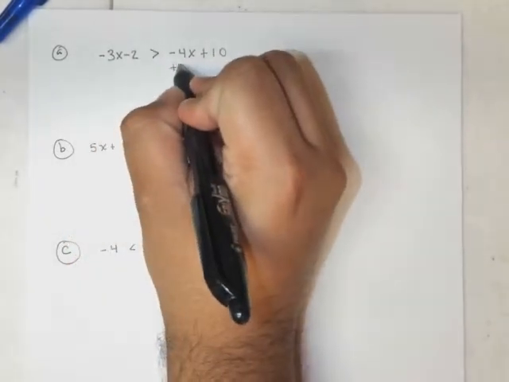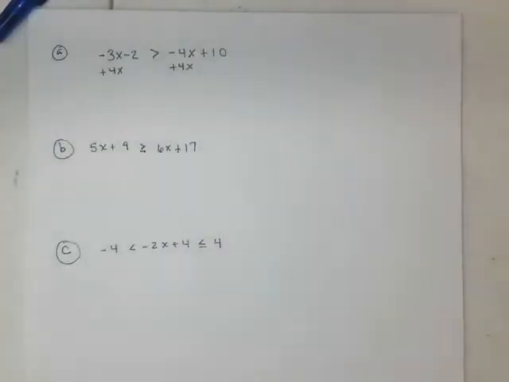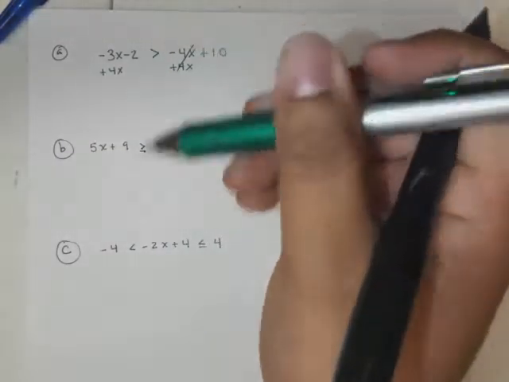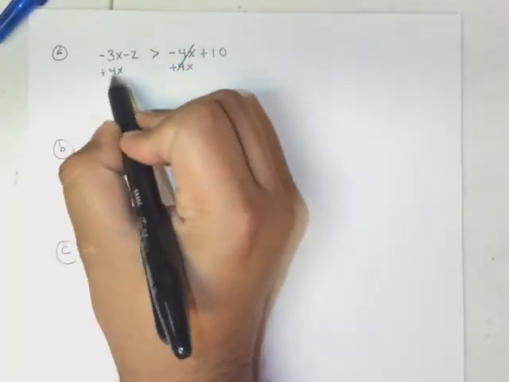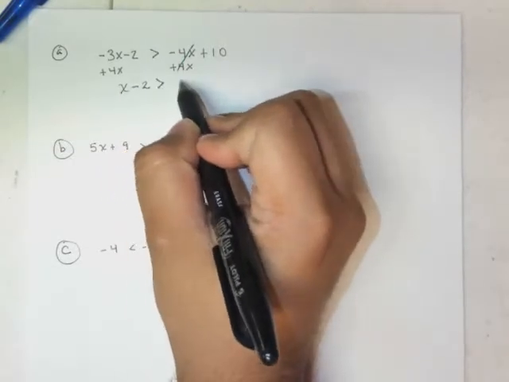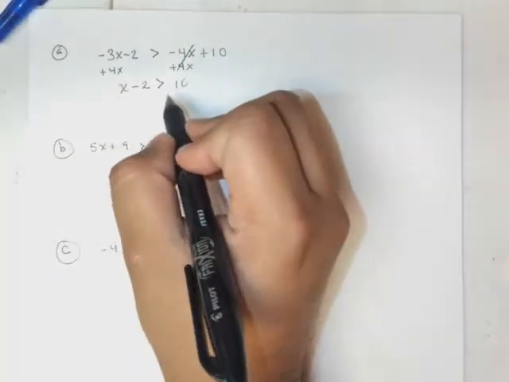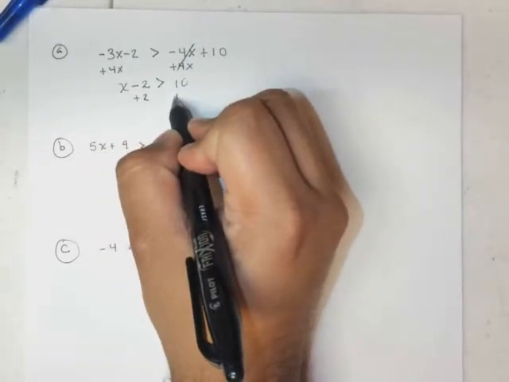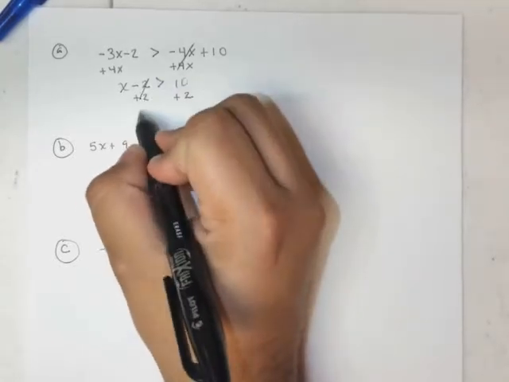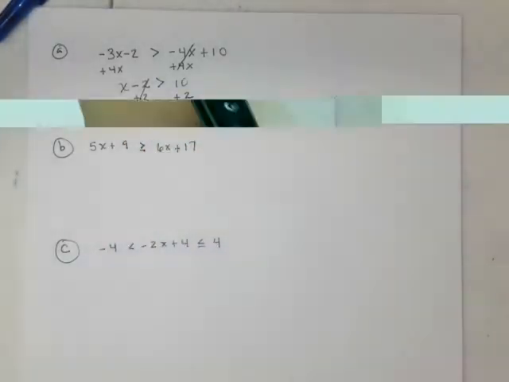So I've got plus 4x here and plus 4x there. And then what I'm going to do is cancel this right there. And here I end up with x minus 2 greater than 10. All right. And so now I'm going to add 2 to the other side. And I have that right there. And I end up with x greater than 12. So I have my answer there.